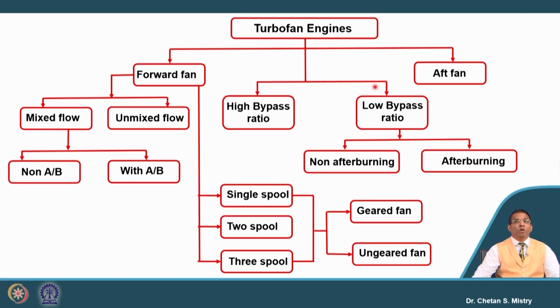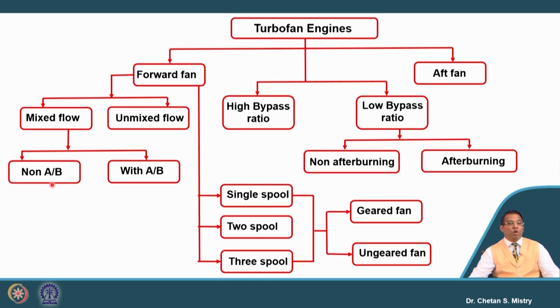Now, overall, let us try to realize this turbofan engine. If you recall, we have discussed in the earlier class that it has been classified mainly in terms of forward fan and aft fan configuration. When the fan is placed in the front, we call it a forward fan configuration. When the fan is placed in the rear side, we define it as an aft fan configuration. For the forward fan, there are mixed flow configuration and unmixed flow configuration. What is that? We will be discussing all that in coming weeks.